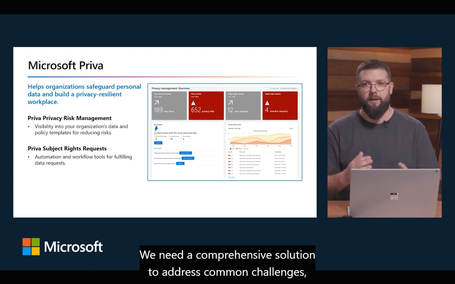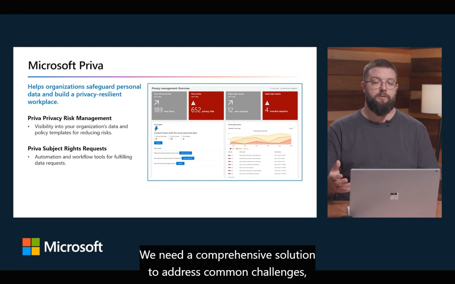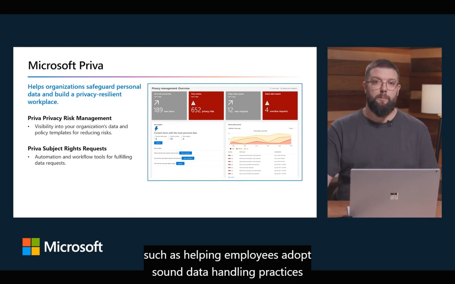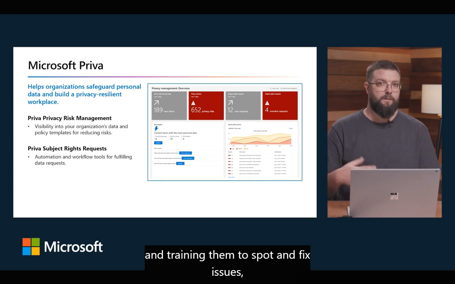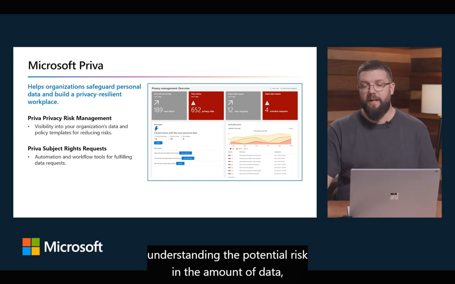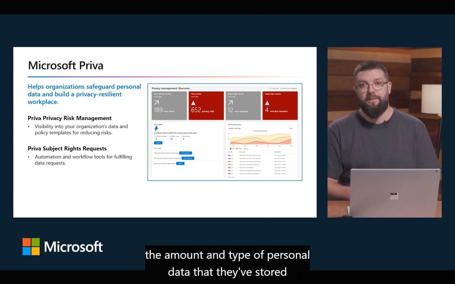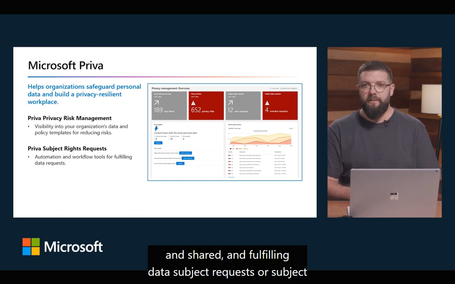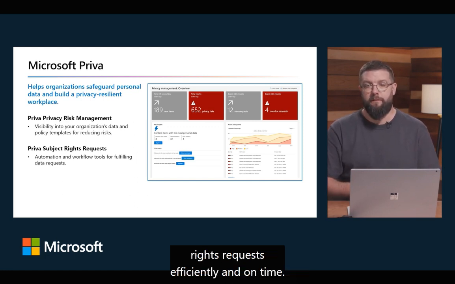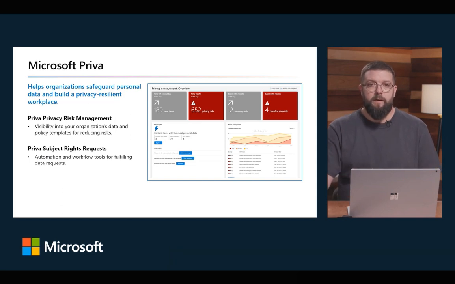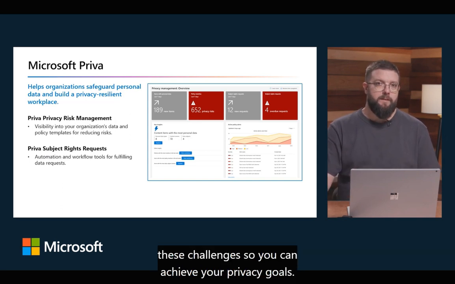We need a comprehensive solution to address common challenges such as helping employees adopt sound data handling practices and training them to spot and fix issues, understanding the potential risk in the amount and type of personal data that they've stored and shared, and fulfilling data subject requests or subject rights requests efficiently and on time. Microsoft Priva helps you meet these challenges so you can achieve your privacy goals.